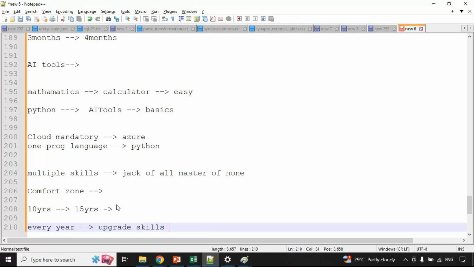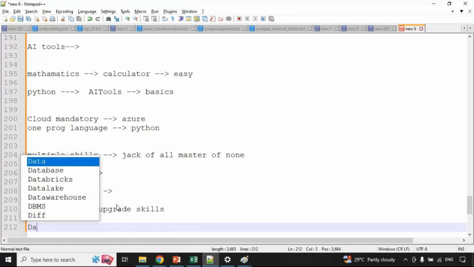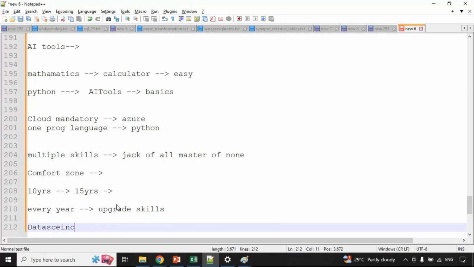Upgrade your skills. Nowadays people are saying data science, AI related. Guys, AI, data science, okay, fine. But what about the opportunities? There are not many opportunities. Consider data science: in the last decade, people were paying 3 lakhs, 4 lakhs for this course. Okay, but what about the opportunities?